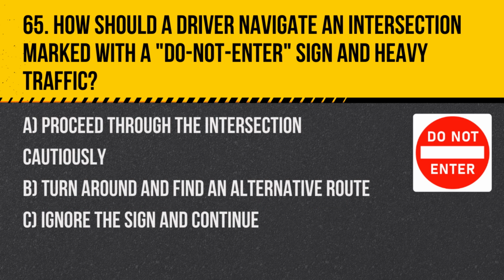Question 65. How should a driver navigate an intersection marked with a do not enter sign and heavy traffic? A. Proceed through the intersection cautiously. B. Turn around and find an alternative route. C. Ignore the sign and continue. Answer: B. Turn around and find an alternative route. Do not enter signs indicate restricted areas.